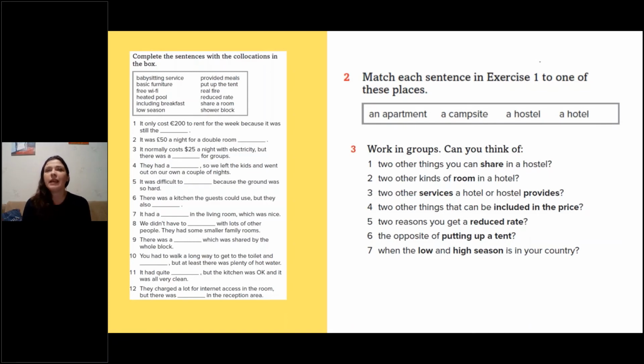Another activity, again, we help students to expand their vocabulary, to use their knowledge, to learn from each other. Can you think of 2 other things you can share in a hostel, 2 other kinds of room in a hotel, and so on and so forth? So we help students to categorize the new words and also to add to the words something. They can ask you for some words and you will expand their vocabulary. They can teach each other. These exercises really help to enrich the active vocabulary, not just remember and memorize it.